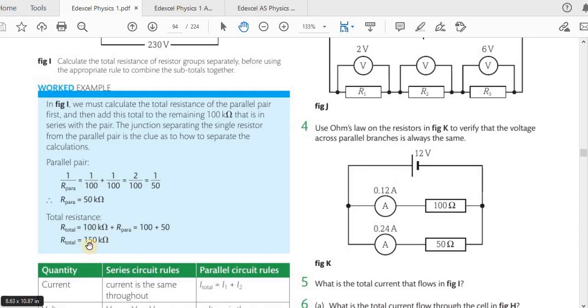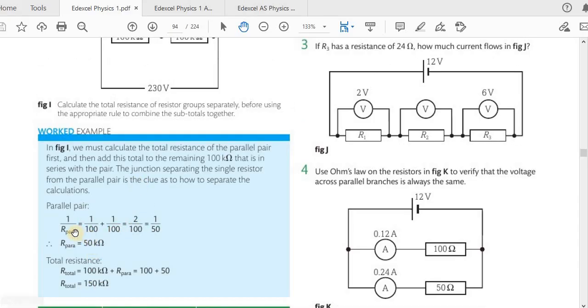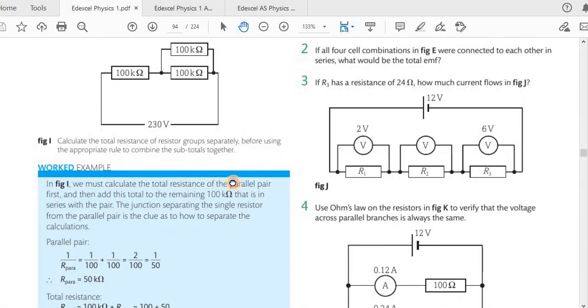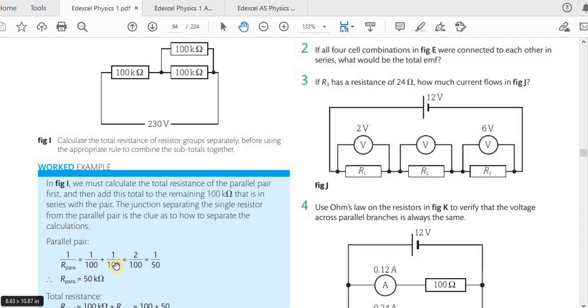You can see here they have done it here. Oh, okay, the working is also shown. So this is the working for this part which I verbally explained to you just now. You can see that 1 over 100 plus 1 over 100 is equal to 2 over 100. Then 2 over 100, when you simplify, you get 1 over 50. Take the reciprocal. Remember to take the reciprocal.